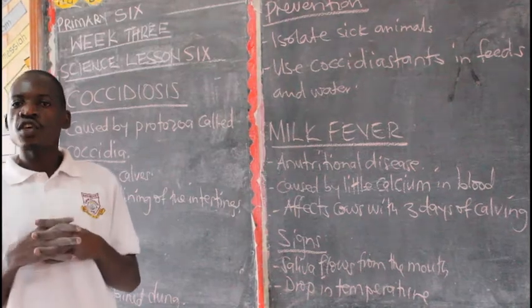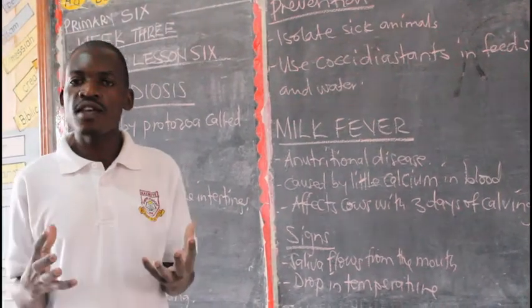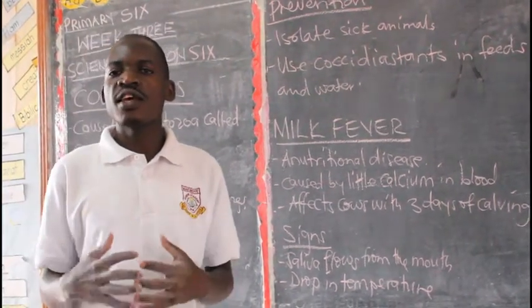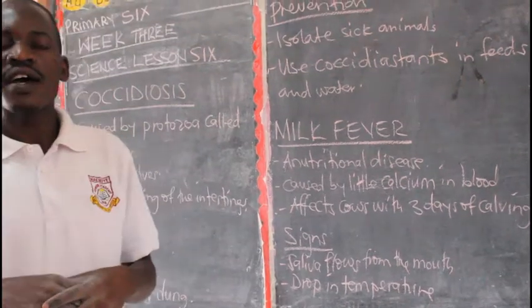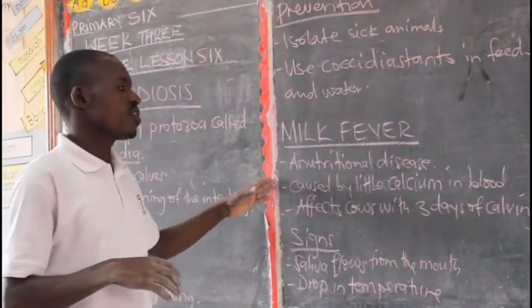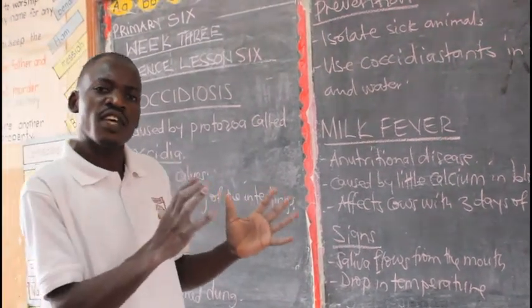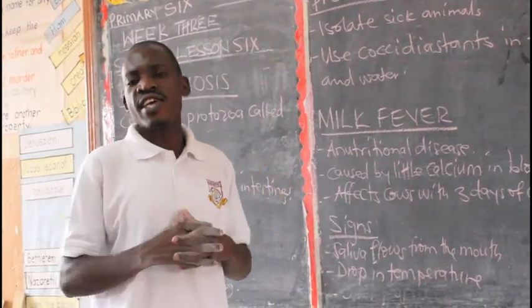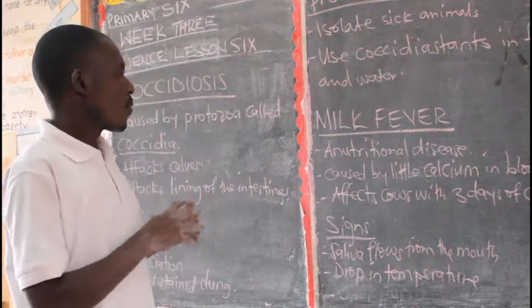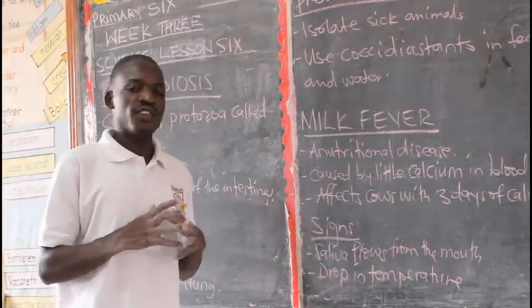We have another disease called milk fever. Milk fever is a nutritional disease. In human beings, we call them deficiency diseases, but this is under cattle, so it is a nutritional disease. Nutritional diseases are diseases caused due to lack of a certain food value in the diet. In this case, we are looking at the nutrient called calcium.